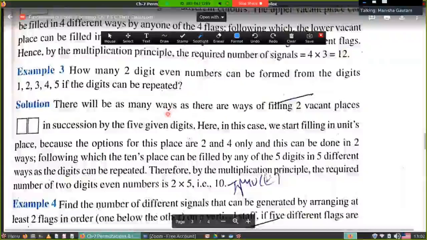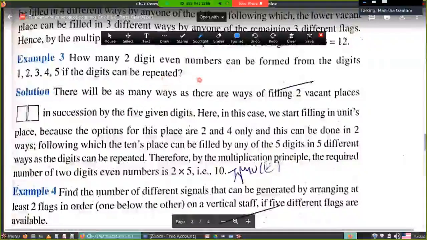In the third example, how many 2-digit even numbers can be formed from the digits 1, 2, 3, 4, 5 if the digits can be repeated? You have to repeat the digits. It means what? How many digits are given to you? 5 digits are given to you.